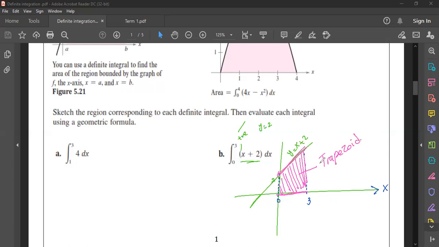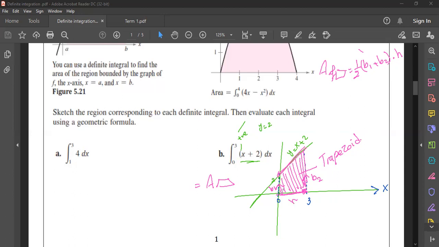Okay. Trapezoid. In this case, this area will be the area of a trapezoid. I know what is the area of a trapezoid. Area of trapezoid equals what? Half times base 1 plus base 2, all multiplied by height. The two bases are parallel, and the height is perpendicular to them. That is base 1, base 2, and that is the height.